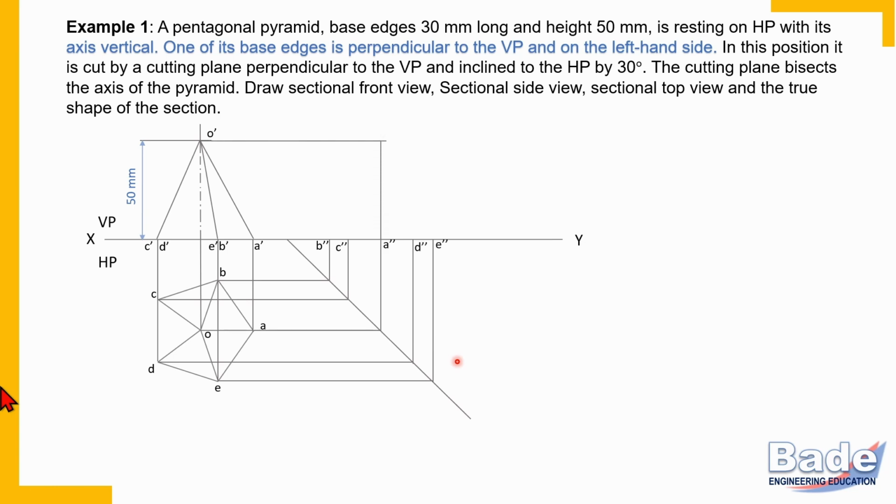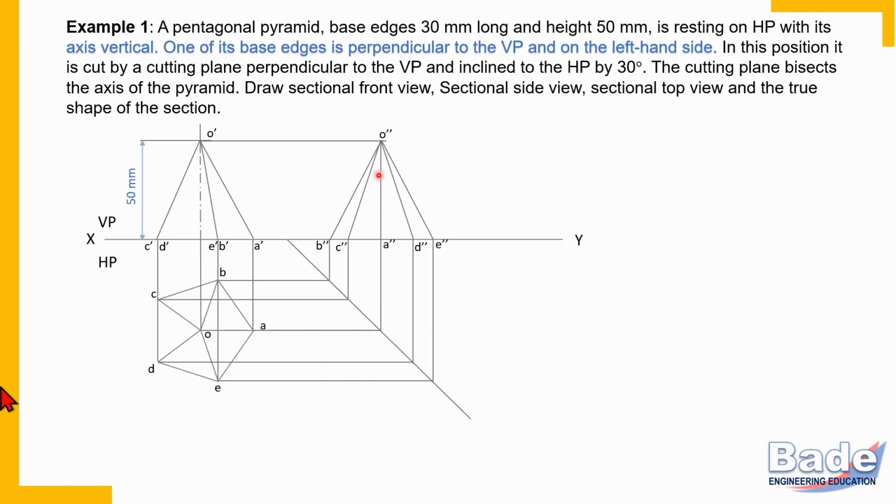Now look at apex in the side view. Label it as O double dash. And of course, you should join apex with all base corners. So these are all 5 face edges, OA, OB, OC, OD and OE in the side view. Now, position of object is over. This is very important, very first step, to draw views of object in given position.